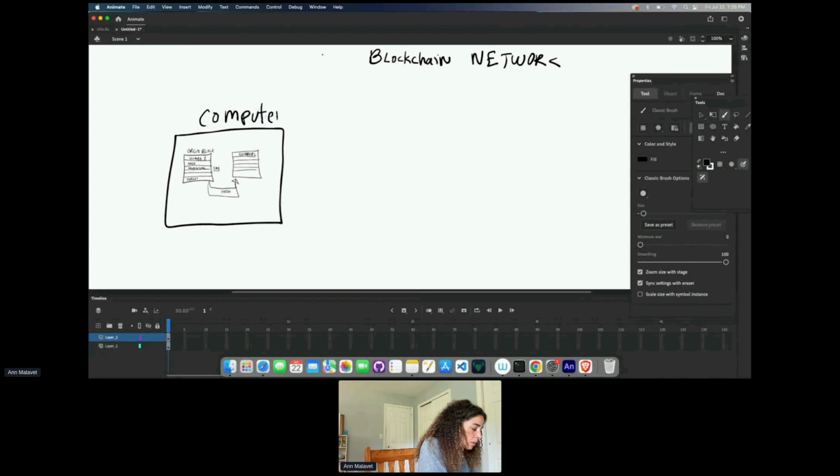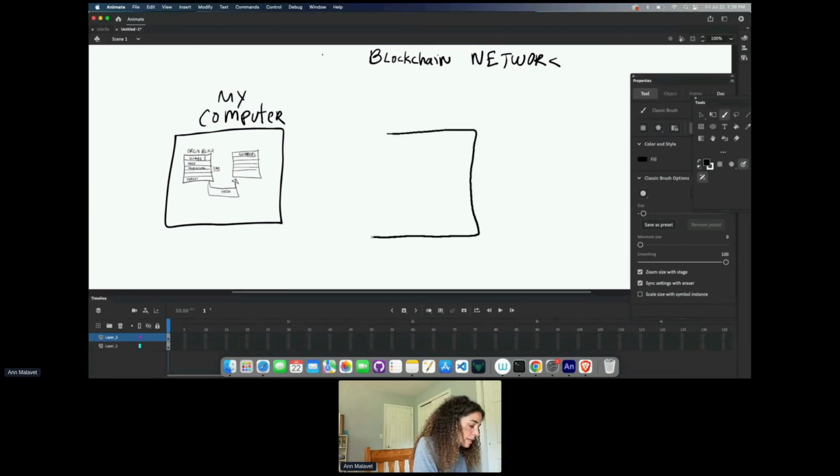So if I am a node on this blockchain network, even for Bitcoin, I have software running that makes me compliant with all of the rules of this Bitcoin blockchain. So we're talking about Bitcoin blockchain. So this is a computer. This is my computer at home. And I'm a node on the Bitcoin blockchain.